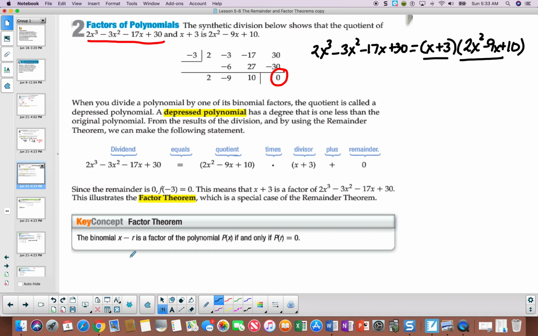Now, the factor theorem says that this is officially a factor if the remainder is 0. So if this remainder is 0, then this x + 3 is actually a factor, and its quotient is also a factor.